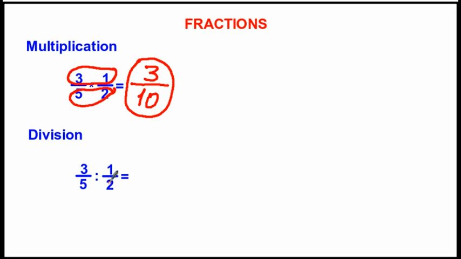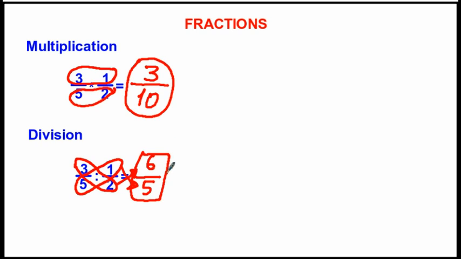And what about division? To divide two fractions, you multiply in that way. 3 multiplied by 2 is 6, and you write it in the numerator, and for the denominator, 5 multiplied by 1 is 5. So the result is 6/5, and this fraction is not possible to reduce to a fraction with lower numbers. So that's the result.